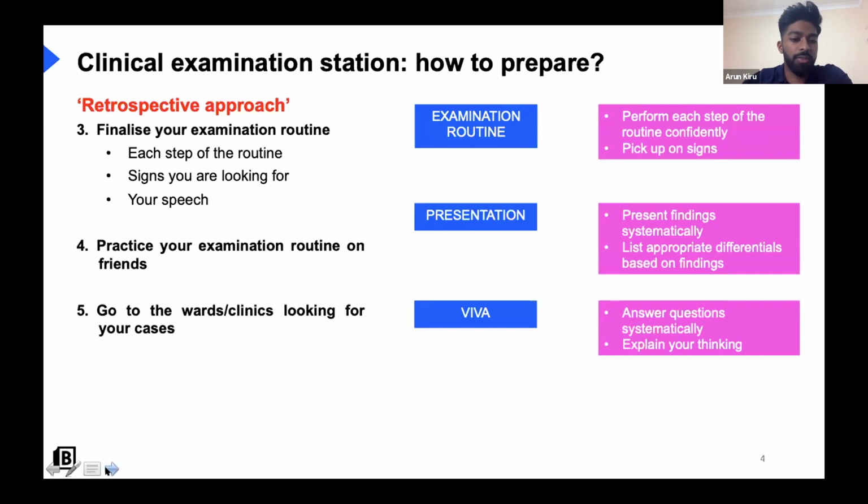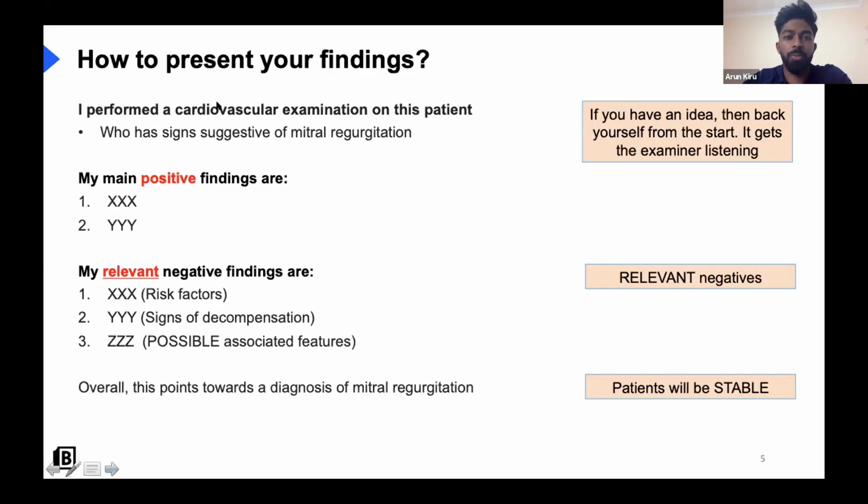So that's enough of that. Just to summarize what I mentioned before, how we present findings. So take away this, if there's anything, start with your introductory sentence. I performed a thyroid examination or neuro examination on this patient. And we want to try and commit to something from the start. If we have no idea after exam, fine, we can't say that. But if we have an idea, using the retrospective approach, we should have an idea of where this most likely falls. For example, mitral regurg.